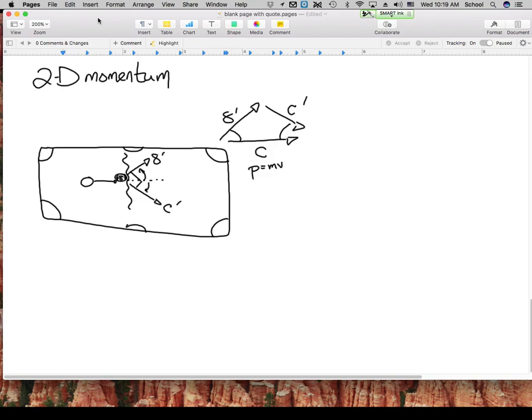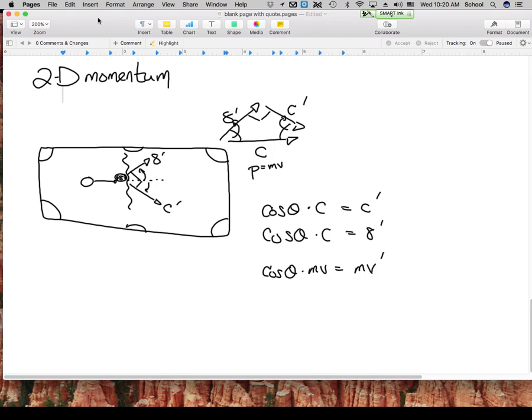For both of them, since this is a 90-degree angle, the original momentum is the hypotenuse, and you're always looking for the adjacent side. So if you take the cosine of the angle and multiply it times the original momentum, that's going to equal the momentum afterwards. But since p equals mv, you're really going to have cosine of the angle times mv equals mv after.